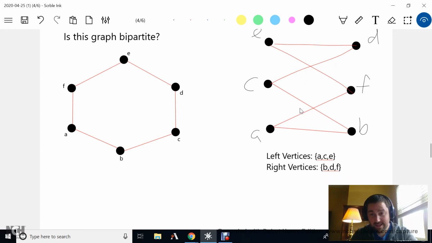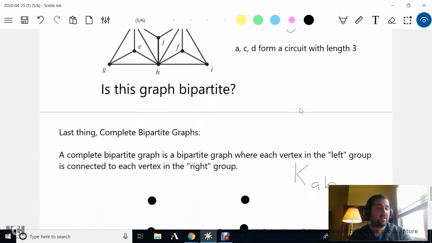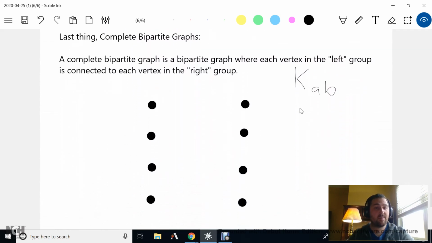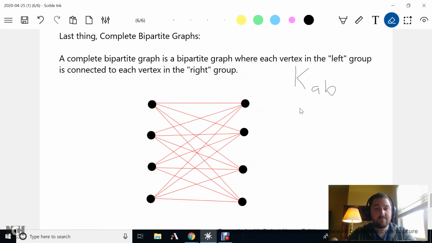Okay, one last thing. We talked about complete graphs. We talked about bipartite graphs, and now we're going to look at something called a complete bipartite graph. A complete bipartite graph is a bipartite graph where each vertex in the left group is connected to each vertex in the right group. So here we have 4 left vertices, and here we have 4 right vertices. And if we were to draw in the complete graph, it would look like that. It's a lot of edges. Notice every vertex on this side is connected to every single vertex on that side.